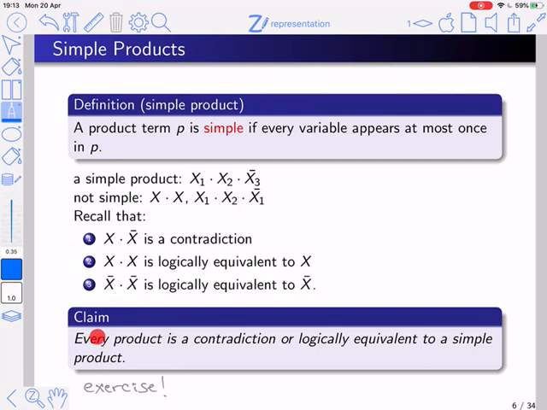So this implies that if I'm given a product, I can check the variables that appear in there. If there's a variable that appears both without negation and with negation, then I know that this product is logically equivalent to a contradiction. So it is a contradiction. And if every variable appears always without negations, then I can erase all the instances of x and leave only one. Same thing if it appears with negation always, I can erase all the instances of not x except for one, and therefore every product is either a contradiction or logically equivalent to a simple product.